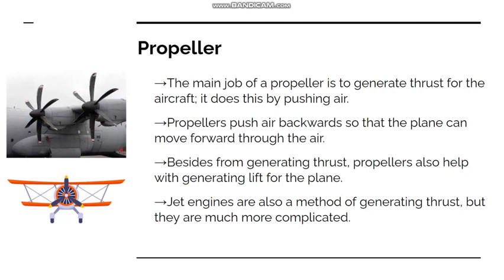So this is an example of a plane that uses a propeller. A propeller could be compared to a ceiling fan. When you turn on your ceiling fan at home, you feel a rush of air coming towards you. This is because the ceiling fan is pushing air downwards onto you. And the propeller essentially does the same thing, except it pushes the air backwards, which helps the plane move forward.